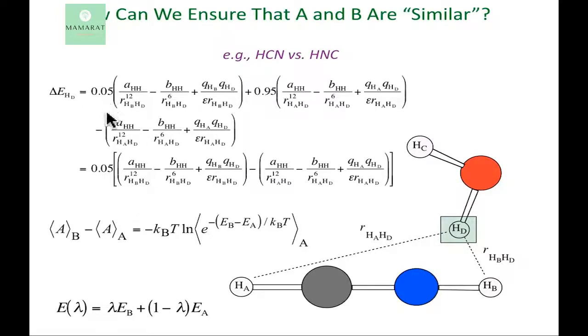Maybe my first step will just be a 5% coupling. So I will take 5% of actually having the atom B involved in the energy expression, but still 95% of having atom A involved in the energy expression, then minus 100% of A. So I've moved 5% on the way towards B.